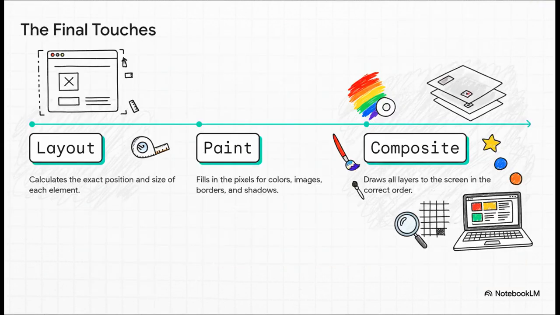And now for the grand finale, the last 3 steps. First is layout. This is where the browser calculates the exact size and position of every single thing on the page. Then comes Paint, where it literally fills in the pixels, all the text, colors, images, you name it. And finally, Composite. The browser takes all these freshly painted layers and draws them to the screen in the right order. And poof, you have a web page.